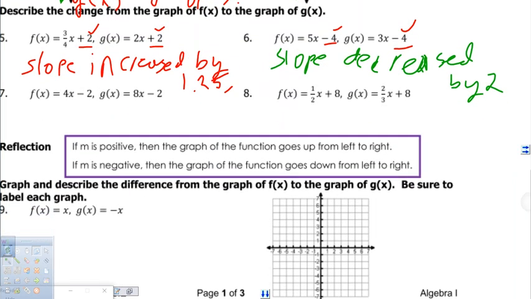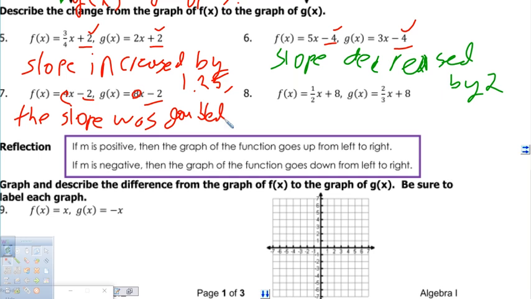Alright, let's see. On this one, on number 7 here, I see we got -2 and -2, so that's good, but what changed is the 4 and the 8. So what we could say is the slope was doubled.